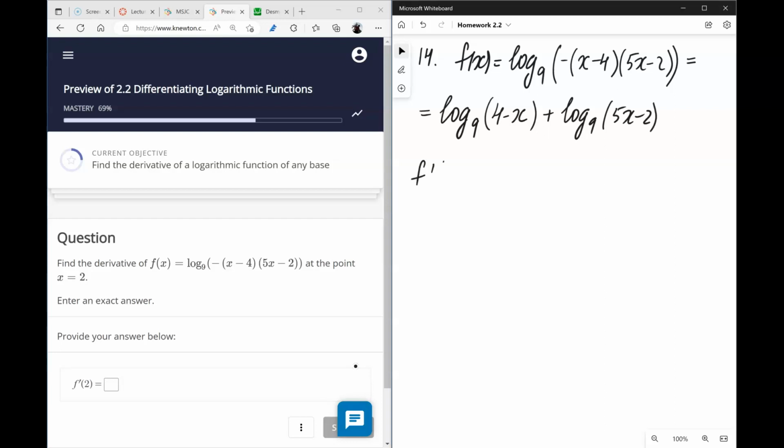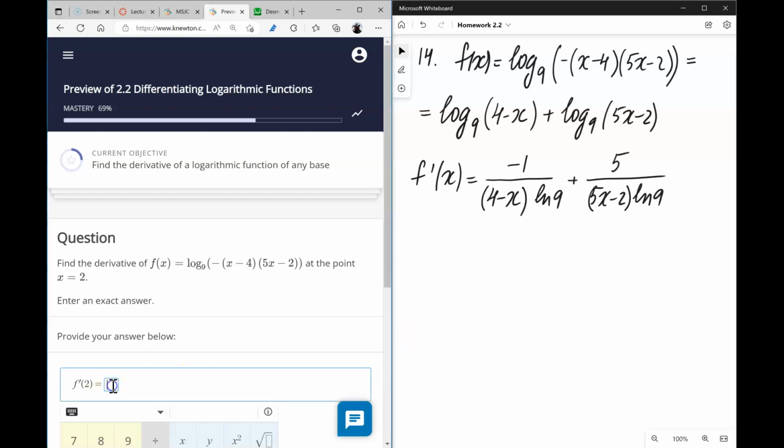And differentiating this function is straightforward. It's just going to be 4 minus x in the denominator times ln 9 times the derivative of 4 minus x, which is minus 1, plus we have 5x minus 2 in the denominator times ln 9 times the derivative of 5x minus 2, which is 5. We can write the answer. We can factor out ln of 9, and here we have negative 1 over 4 minus x plus 5 divided by 5x minus 2.